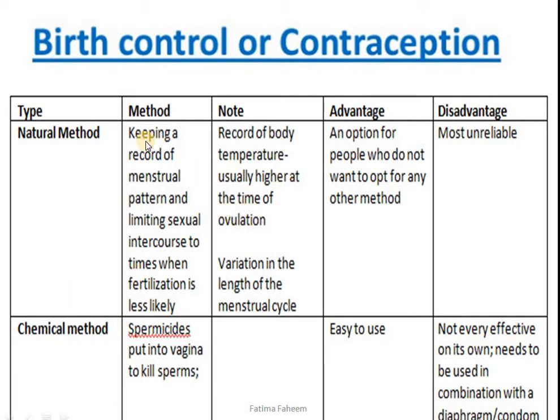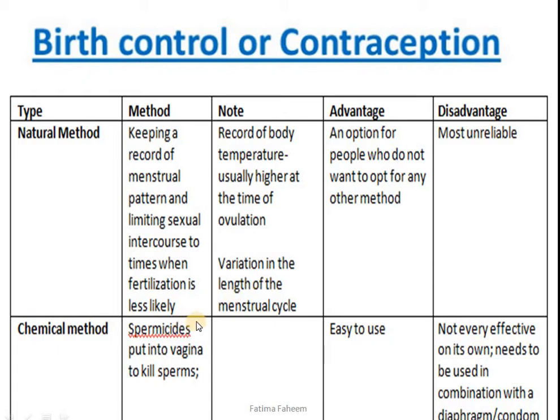So what we do is keep a record of the menstrual cycle or the pattern in a female, and then we select those days where ovulation happens. In those days, we prevent or limit sexual intercourse so that the fertilization process is prevented. But this is not a very reliable process since there is variation in the length of the menstrual cycle, and it is only for those people who do not want to opt for any other method.